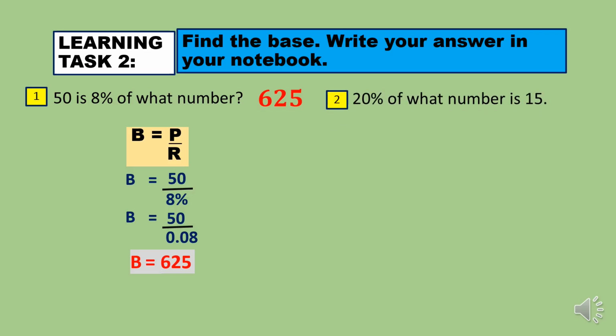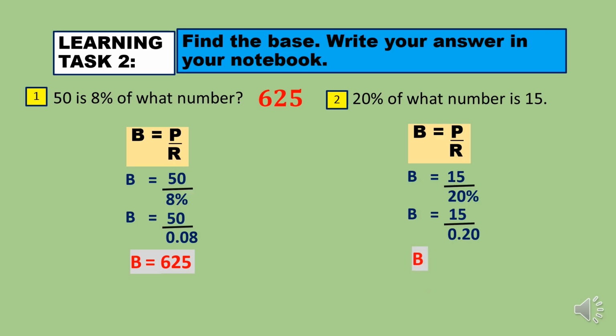For number 2, 20% of what number is 15? Ang ating formula, base equals percentage divided by rate. What is the percentage? 15 divided by rate na 20%. 15 divided by 20%, change to decimal form, and that is 0.20 or 20 hundredths. So, 15 divided by 20 hundredths, the answer is 75. 20% of what number is 15? The answer is 75.